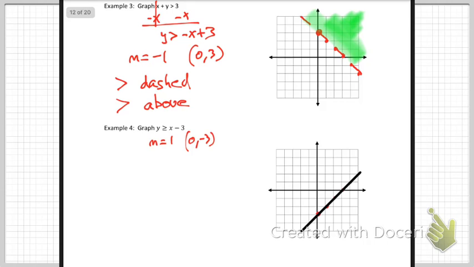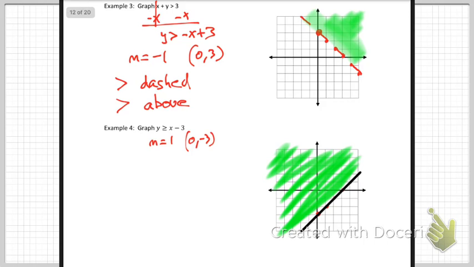And this is a solid line. I forgot to discuss that. This is a solid line. And y is greater than. So that means I'm going to shade above this solid line. Alright, so again, 0, 0 is a solution here. 0, 0 is in the shaded area. Any point I pick not in the shaded area is not a solution.